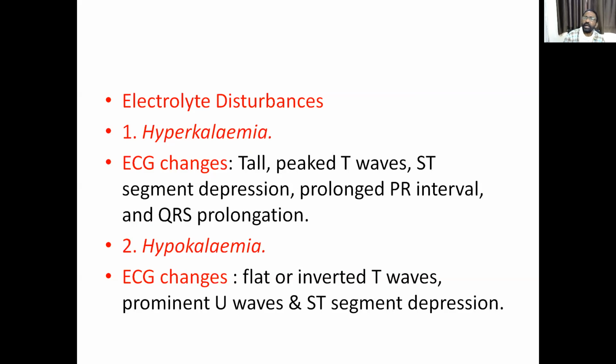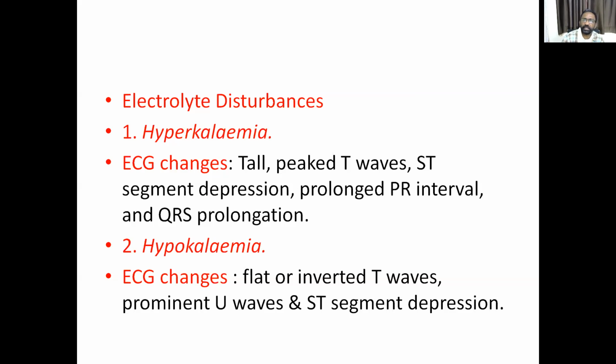If the patient has hyperkalemia, then you take an ECG. The characteristic features of hyperkalemia in ECG are tall peaked T waves, ST segment depression, prolonged PR interval and QRS prolongation. This is hyperkalemia. For treatment of hyperkalemia, you should give 5% dextrose and normal saline.